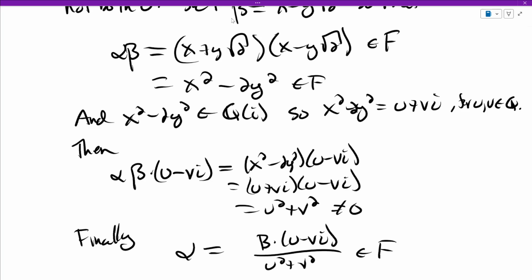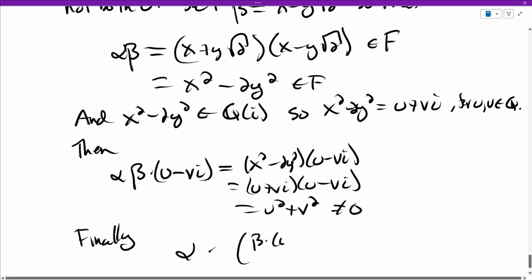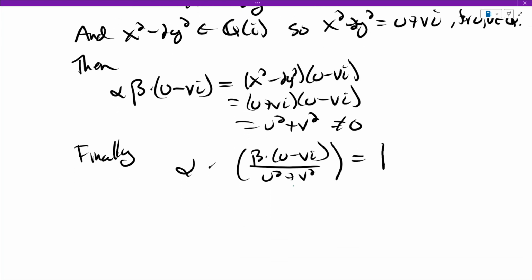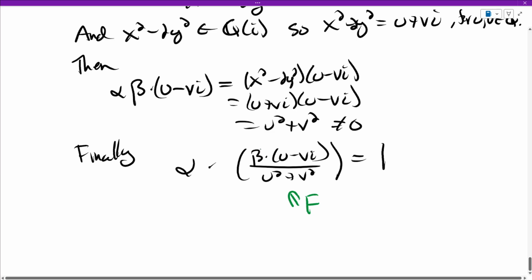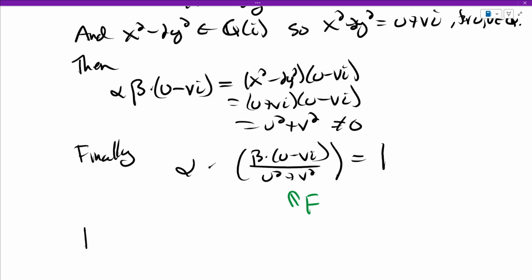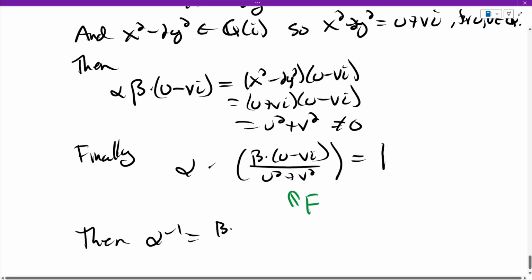Sorry, I did that the wrong way. Oops, getting a little bit confused here. Alpha times beta times u minus vi over u squared plus v squared is equal to 1. And this guy here in the middle is in F. Because when you take beta, that expression, and you multiply it with u minus vi, that stays in F, of course, because you're just multiplying with rationals and I. And when you divide by a rational, u squared plus v squared is now purely rational, you land, of course, still in F. So this is alpha inverse. And sure enough, it is in fact in F.